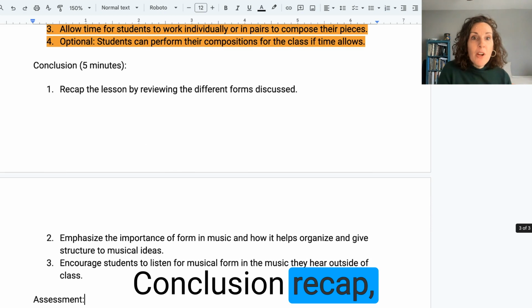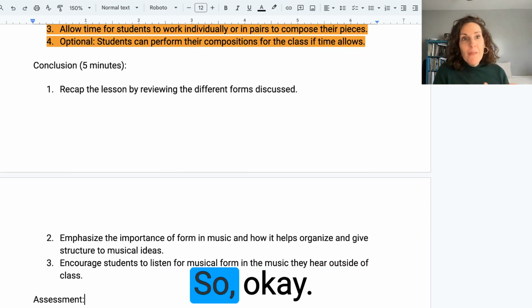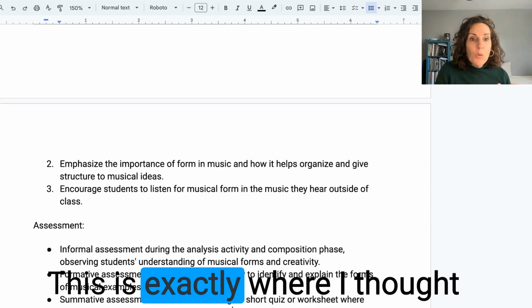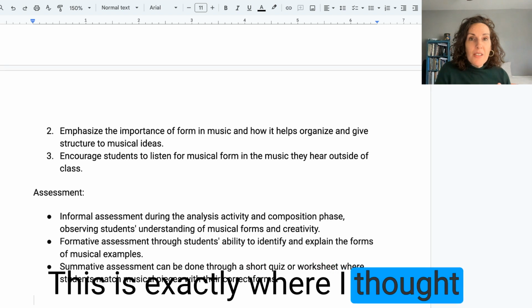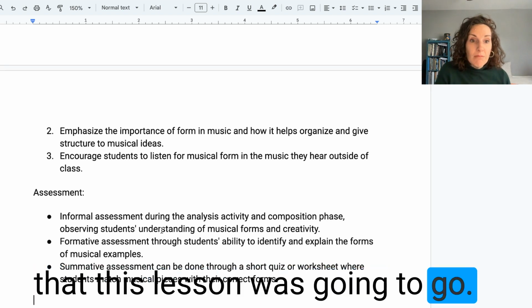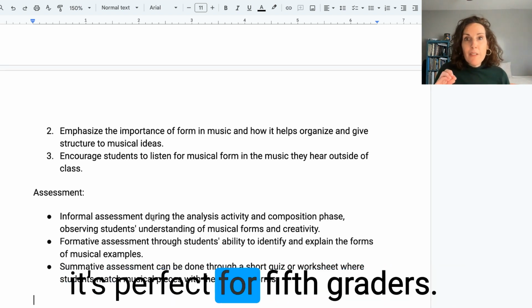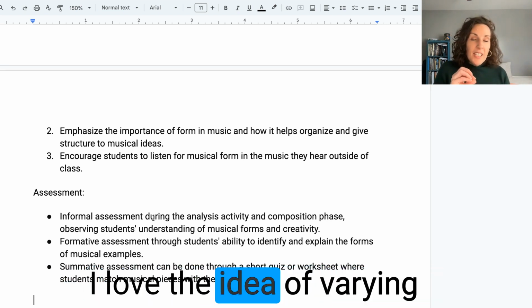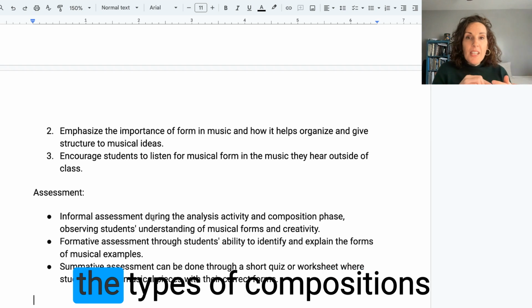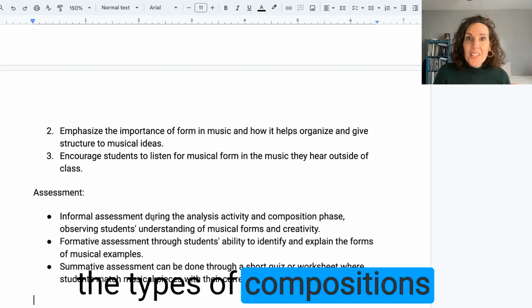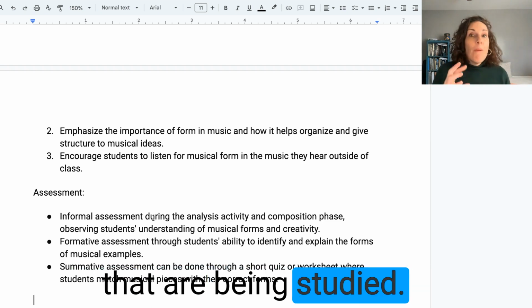Conclusion, recap of everything. So, okay, this is exactly where I thought that this lesson was going to go. So I love this idea. I love the idea of musical form. It's perfect for fifth graders. I love the idea of varying the types of compositions that are being studied.